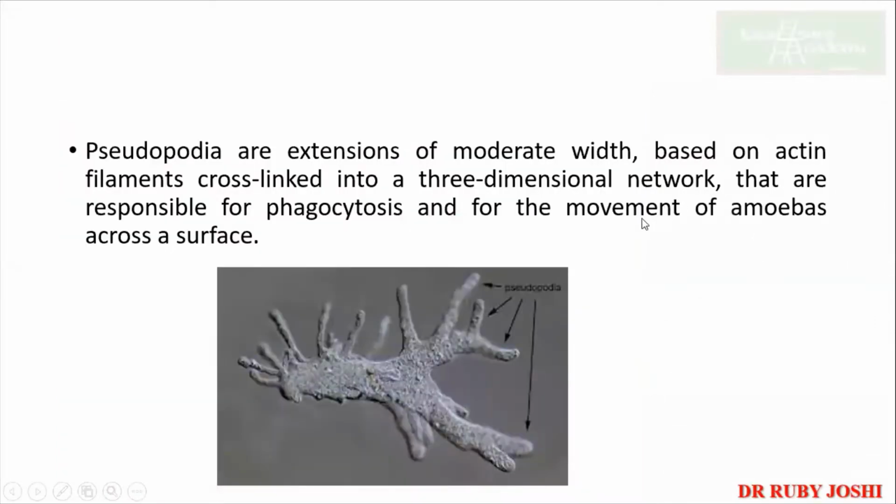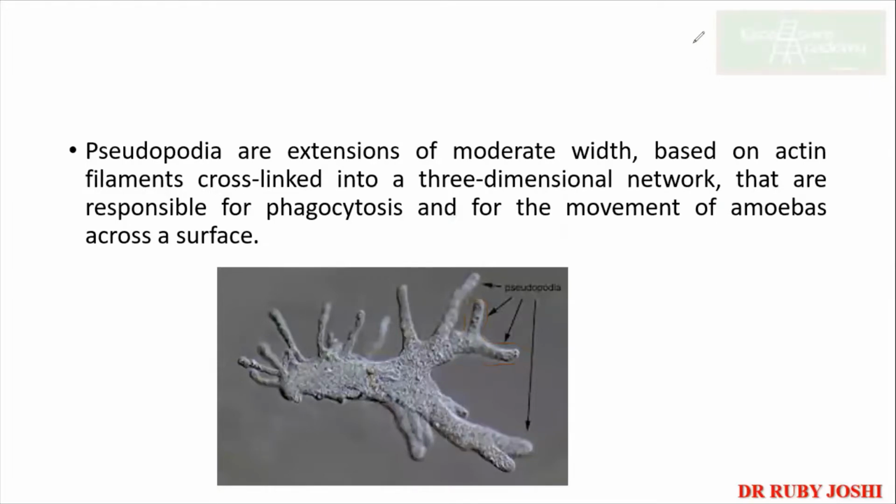Now, pseudopodia. What is pseudopodia? Pseudopodia are extensions of moderate width based on actin filaments cross-linked into a 3D network, which is responsible for phagocytosis and for the movement of amoebas across the surface. Wherever these kinds of projections are formed, these are your pseudopodia, which have no fixed shape, okay? This is pseudopodia.